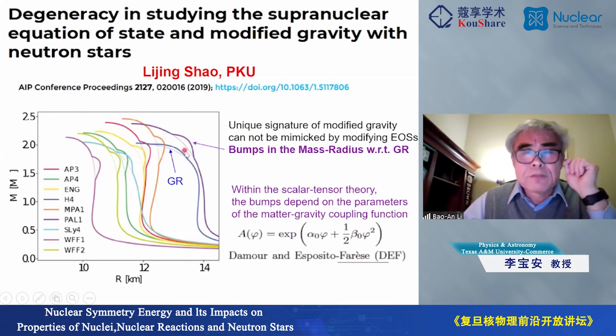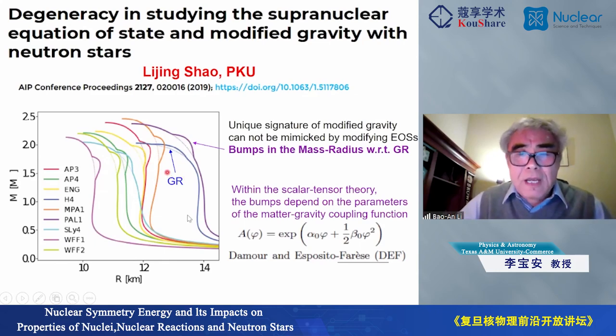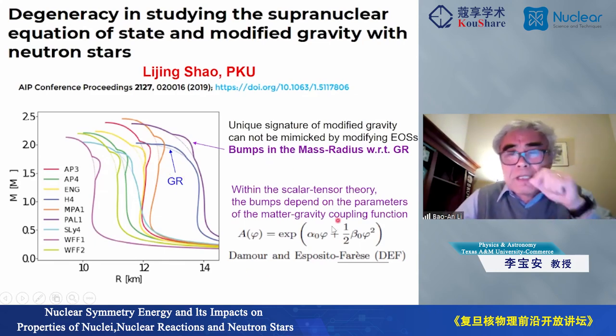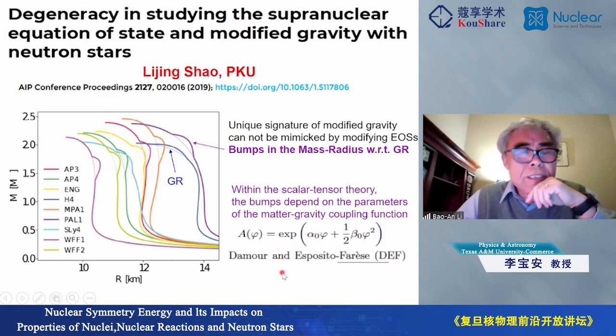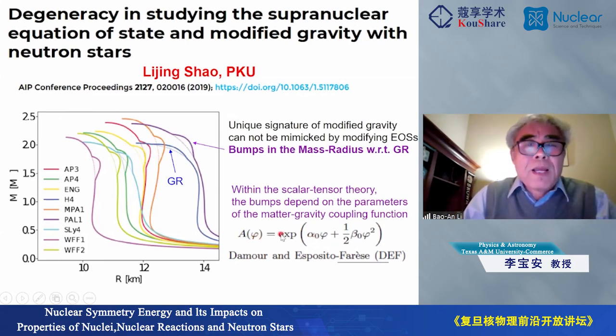Of course, this bump is relatively small. We need a very high precision measurement in order to distinguish this kind of difference. He also pointed out, as other people have also illustrated, that the deviation between different theories depends on the parameters you use in the matter gravity coupling function. In particular, here you have this alpha naught and beta naught. Those are two parameters involved in this matter gravity coupling function.